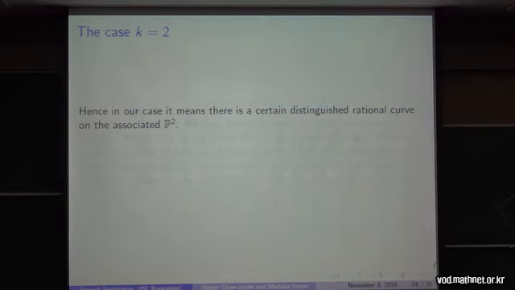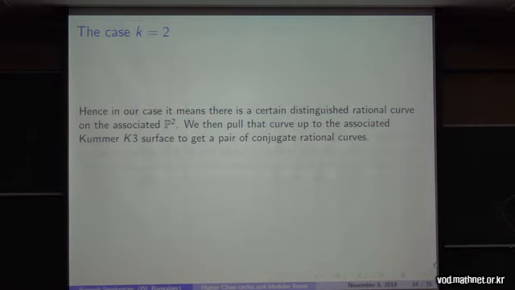I'll talk about it on Monday in more detail, but you can pull that curve up to the associated abelian surface, since there's a map from this abelian surface to this P2. I maybe didn't mention that. It's a combination of two-to-one maps. In between you have the map from the abelian surface to P3 and from P3 to P2, and both maps are two-to-one.